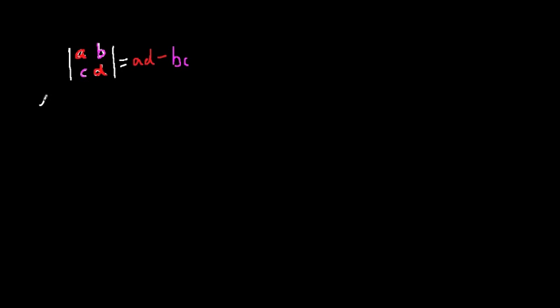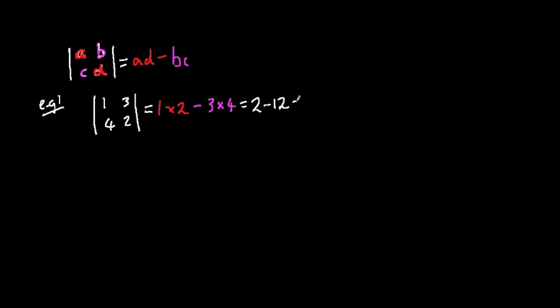If we have a look at an example, this is example 1. I'm just going to make up any matrix, it doesn't matter which values I use. We take the product of the elements on the main diagonal, so in this case it's 1 times 2, and from that we subtract the product of the other two elements, in this case 3 times 4. So 1 times 2 is 2, 3 times 4 is 12. So the determinant is equal to 10 for this 2 by 2 matrix. A fairly quick and easy calculation.